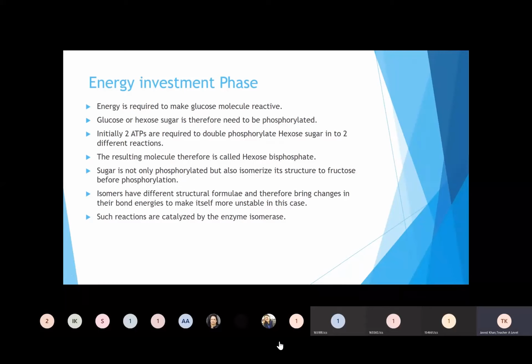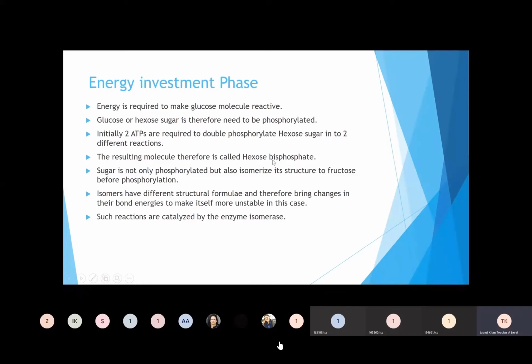If you want to provide activation energy of more than 60 kilojoules, because 1 ATP has only 30.5 kilojoules of energy, we need 2 ATPs to phosphorylate hexose sugar. Now the resulting molecule is called hexose bisphosphate. This means 2 phosphates. So hexose contains 2 phosphates. How many carbons do we have in hexose? Of course, 6 carbons. So the phosphate groups are attached to carbon number 1 and carbon number 6 of the sugar molecule, glucose, converting it into hexose bisphosphate.